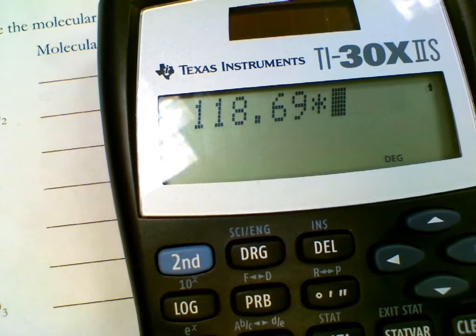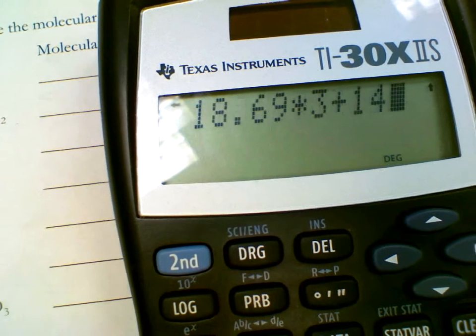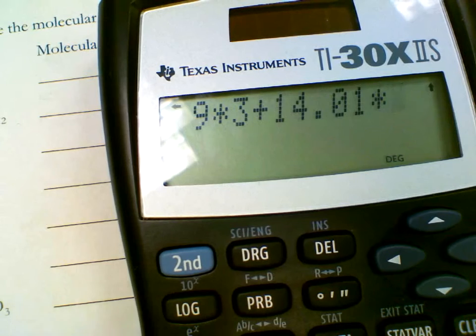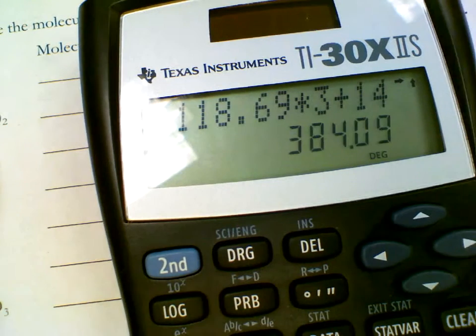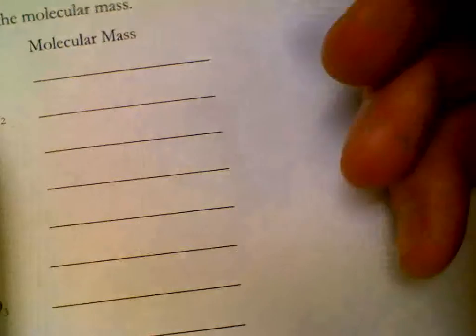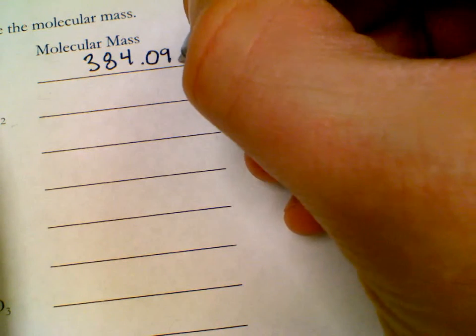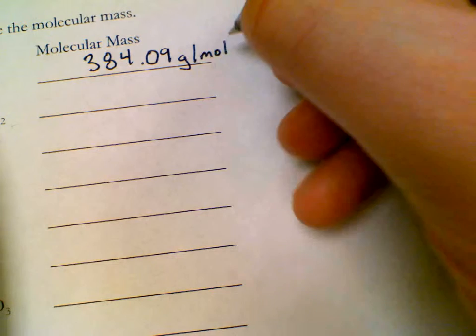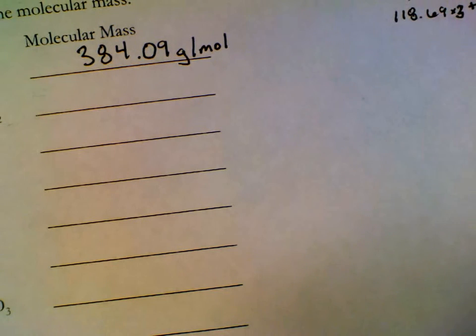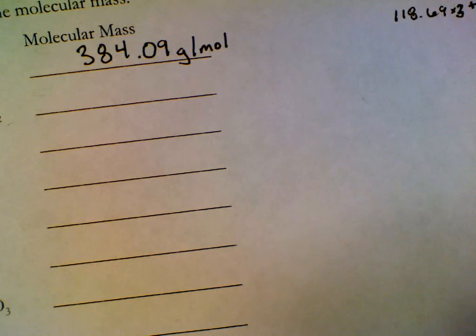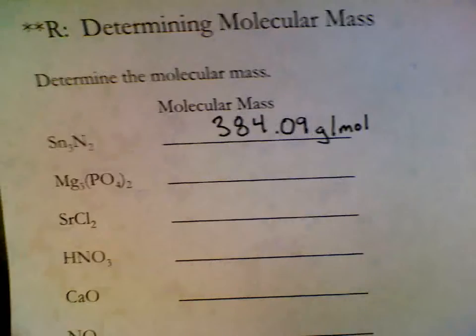118.69 times 3 plus 14.01 times 2, and that equals 384.09, and that's grams per mole. That's telling us if we had 1 mole of tin nitride, we would have 384 grams of tin nitride. Next problem is a little bit more complicated.